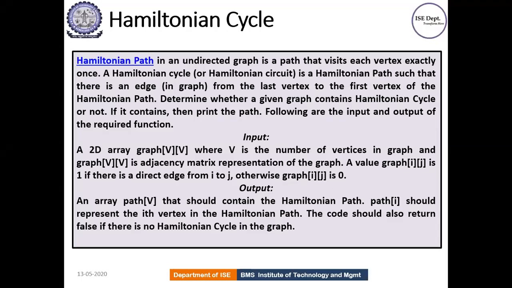Okay. Good morning, everyone. So let me start with today's class. We were dealing with the backtracking approach, correct? So the next problem which comes under the backtracking approach is the Hamiltonian path.